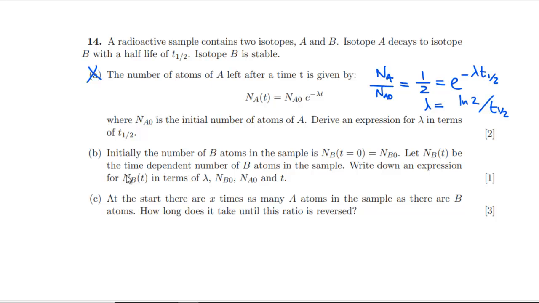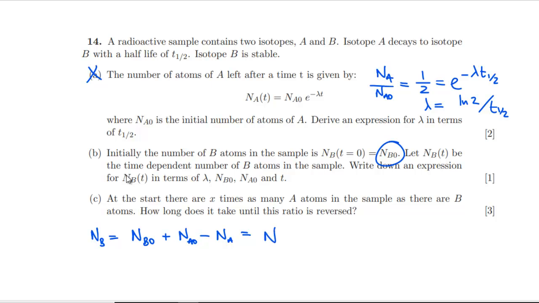So that was fine. Initially, the number of B atoms is NB0. Let NB of t be the time-dependent number of B atoms in the sample. Write down an expression for NB of t. Okay, right, so NB is going to be equal to our initial number, because we've got a fixed amount of stuff here. We can add on all the original A stuff, so NA0, and then take off what's left, which is NA.